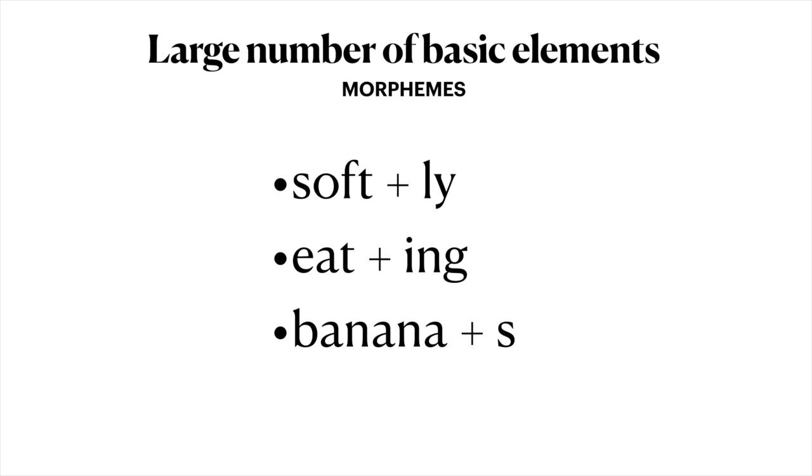Eat and eating are very clearly related. We have the verb eat and an inflection of the verb created by adding ing onto the verb. Eat plus ing, eating. Banana plus s. Here, the s is also inflecting the word banana, making it plural. So even though in English we think of words as being the most basic element, in reality, words are composed of morphemes.